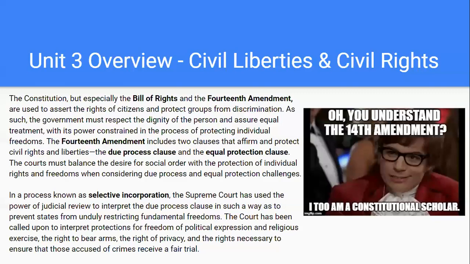McDonald versus Chicago takes the Second Amendment and applies it to the states. Gideon versus Wainwright takes the Sixth Amendment right to an attorney and applies it to the states. And one I'm missing. There's one other one. Roe v. Wade.